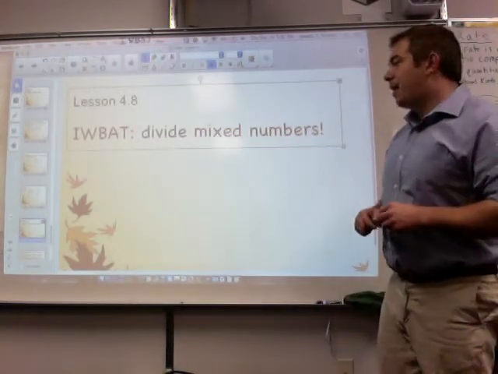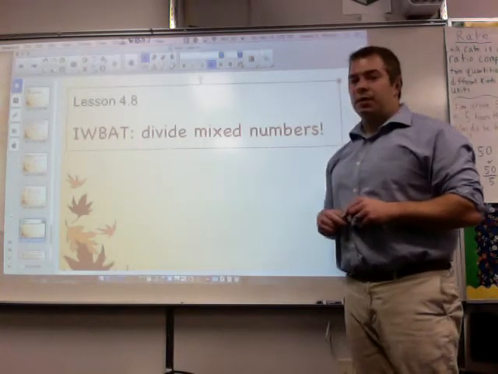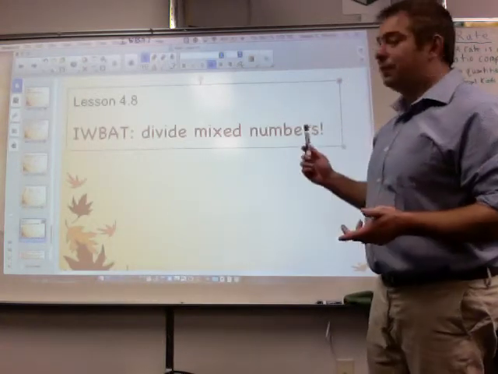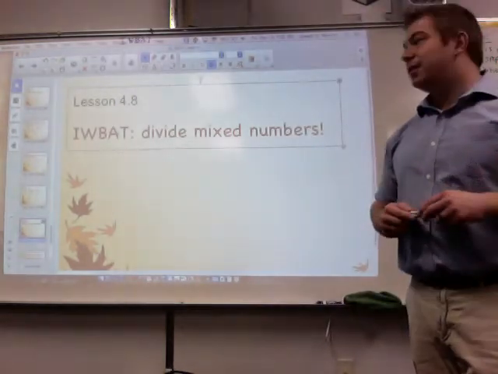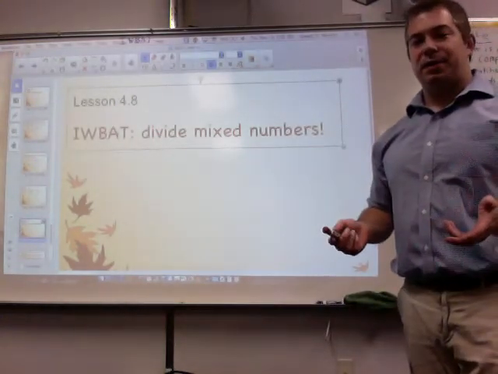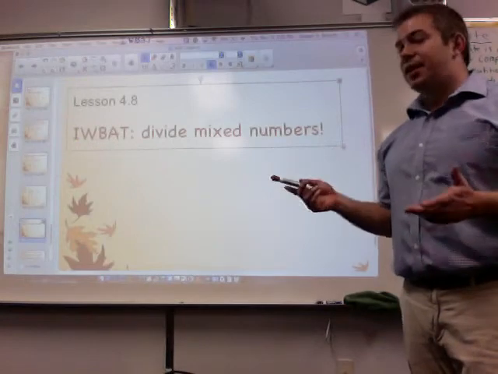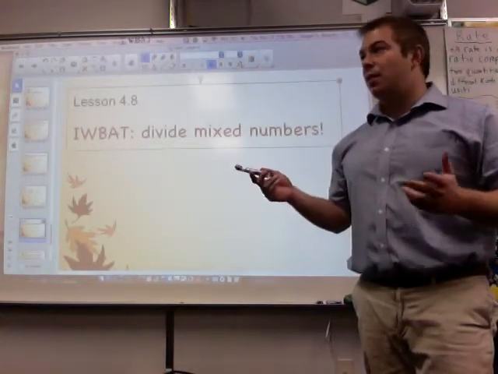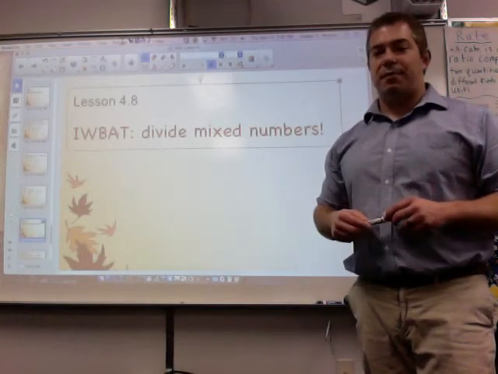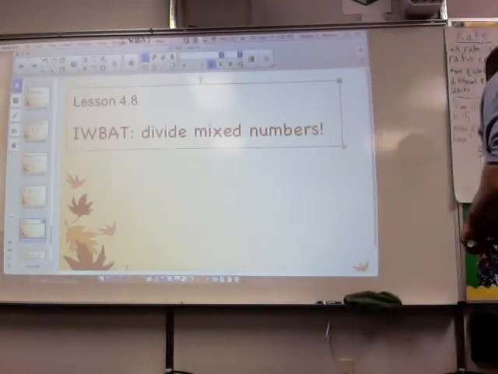Here's the objective. I will be able to divide mixed numbers. If you were successful with lessons 4.7 and 4.6, this should become pretty easy for you because it's the same concepts, except now we're dividing mixed numbers. And as you know, when we have to divide or multiply mixed numbers so far, we've had to turn them into improper fractions. So let's take a look.